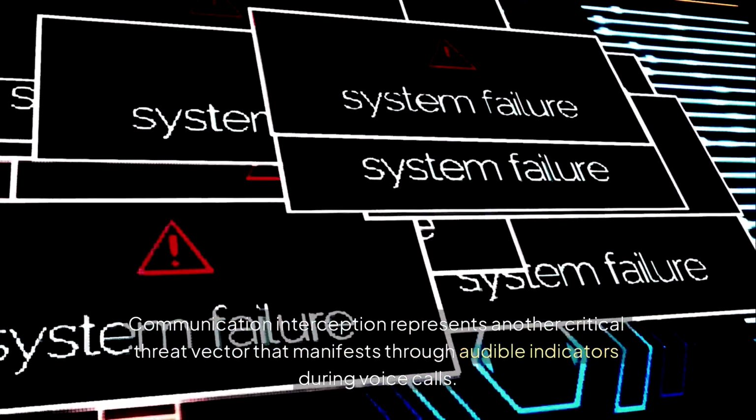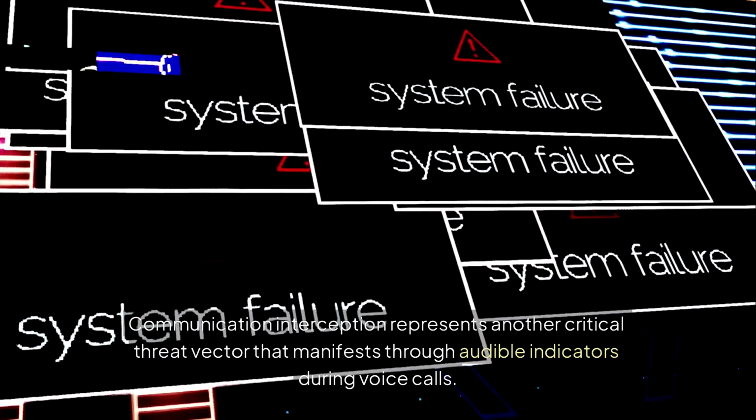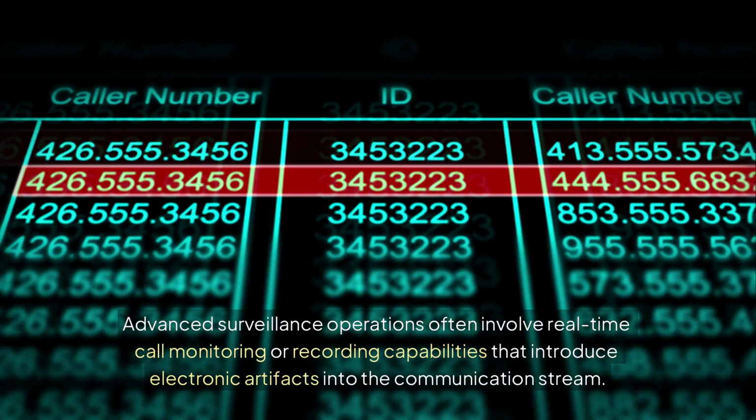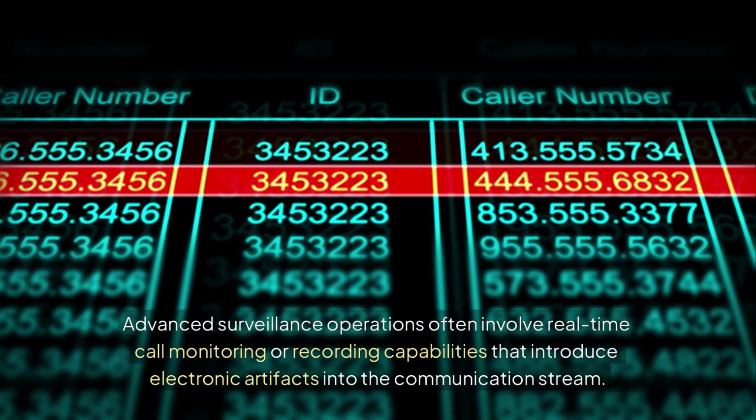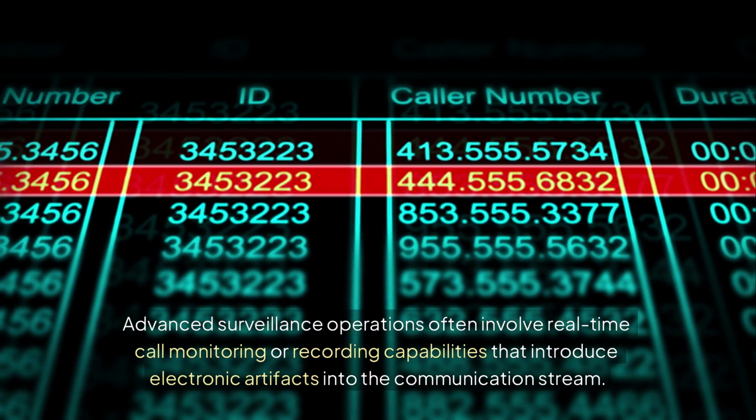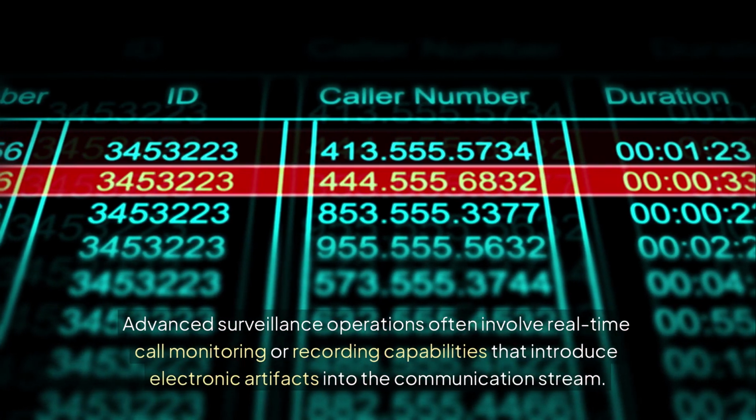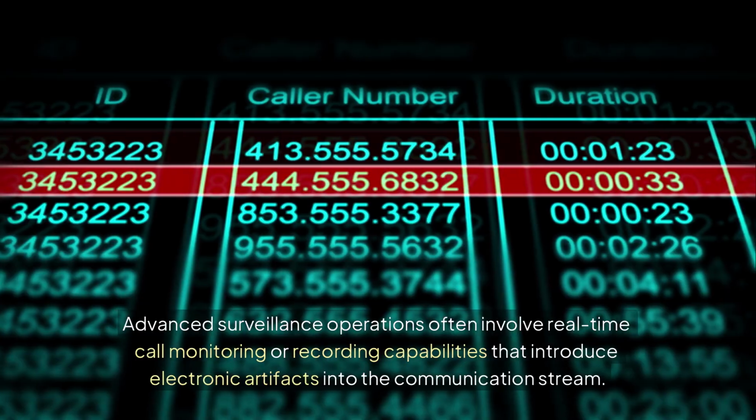Communication interception represents another critical threat vector that manifests through audible indicators during voice calls. Advanced surveillance operations often involve real-time call monitoring or recording capabilities that introduce electronic artifacts into the communication stream. These artifacts typically present as unusual clicking sounds, static interference, or echo effects that differ from normal cellular network quality variations.